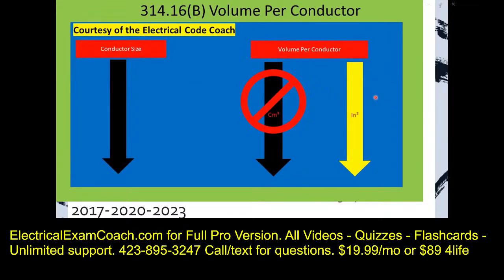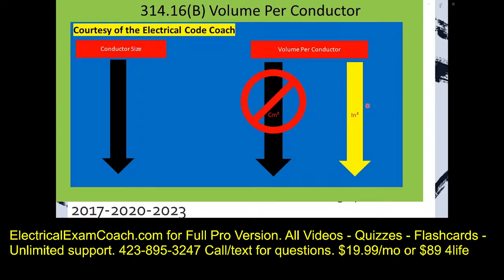Now let's look at the second table that we're going to be dealing with for box fill. And it's right below there. It's 314.16(B), and this one's very simple to understand. On the left-hand side is our conductor size, and on the far right-hand side is going to be our cubic inch volume. Every box can only handle so many wires and devices, and that's what we're going to learn in this lesson here today. Each box has so many cubic inches that you can fill, and each conductor and device takes up so many cubic inches of that box.